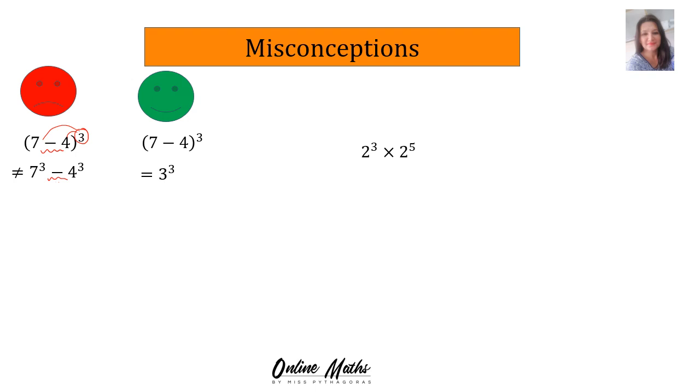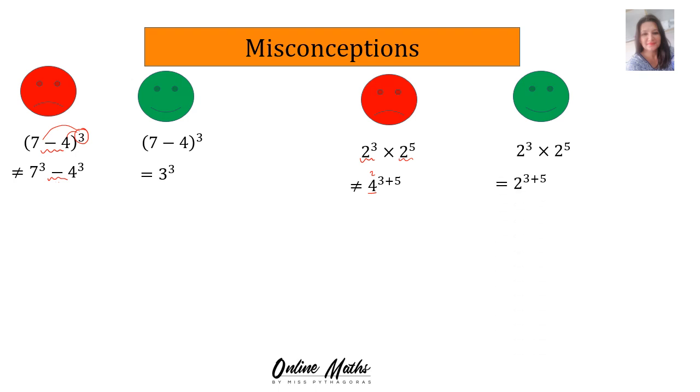The next sum: 2 to the 3 times 2 to the 5. Let's see. This is definitely not 4. You cannot say 2 times 2. That's not what the law says. The law says when the bases are the same, you add exponents, but this base was supposed to be 2. Therefore, 2 to the 3 times 2 to the 5, the correct way is to write 2 to the 3 plus 5.